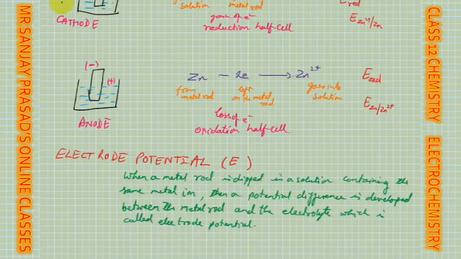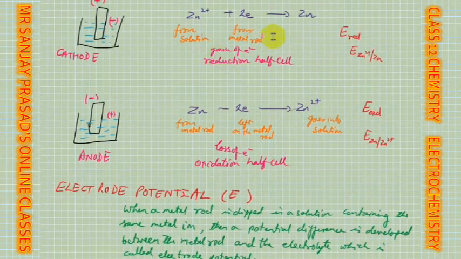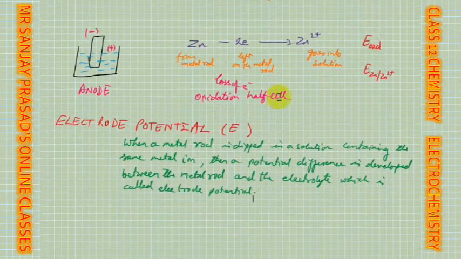So a metal rod dipped in a solution which contains the same metal ion, what will happen? A potential difference will be developed. That potential difference between the metal rod and the electrolyte, we call it electrode potential. This electrode potential, I have already told you, may be because of oxidation or it may be because of reduction, so that we can relate it.